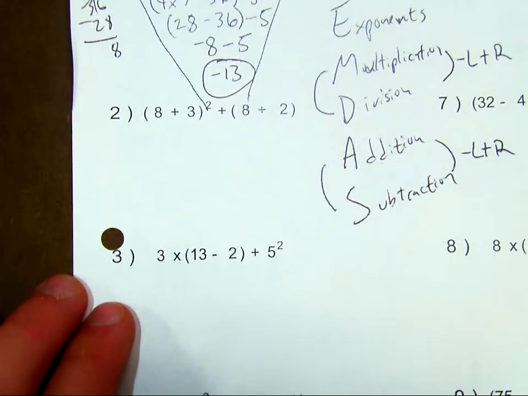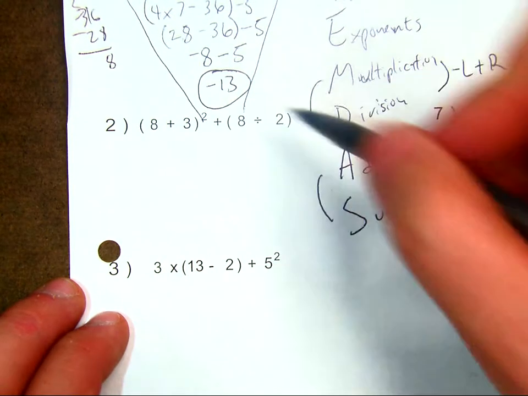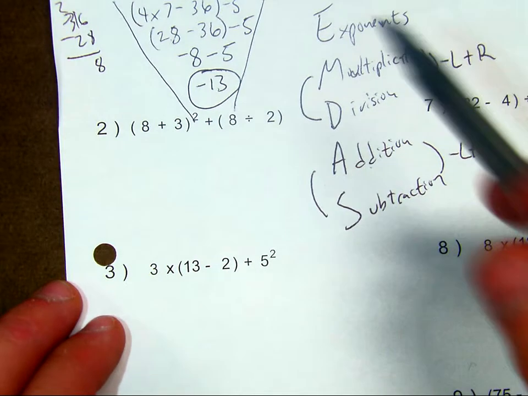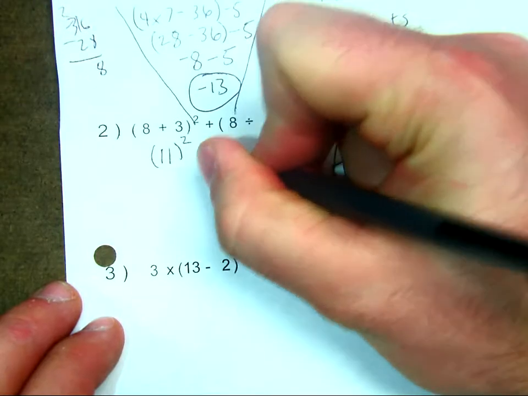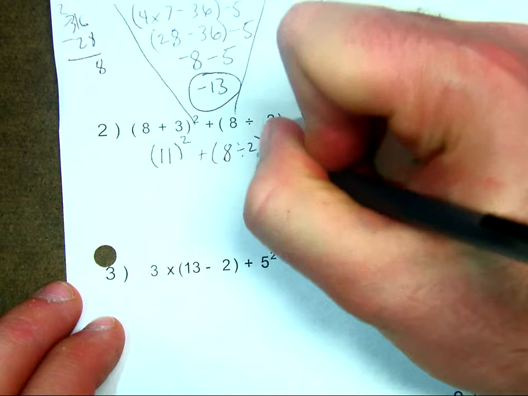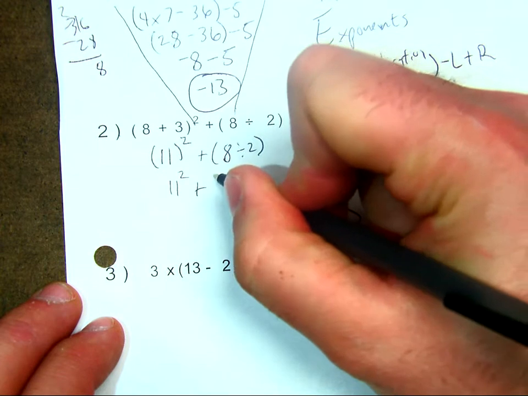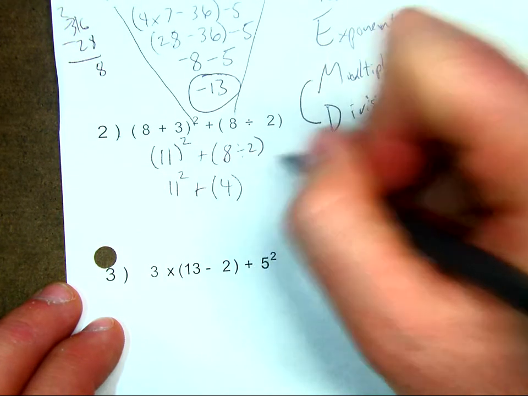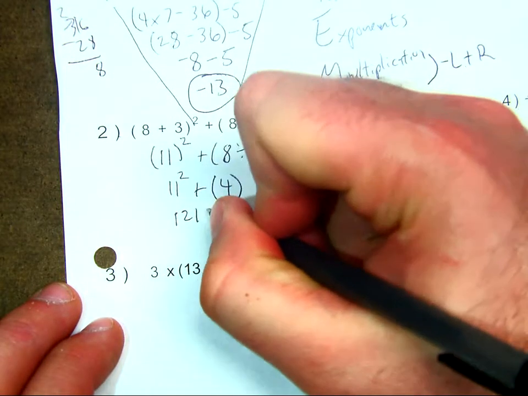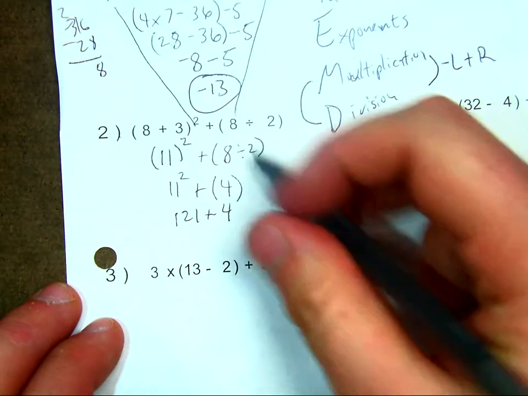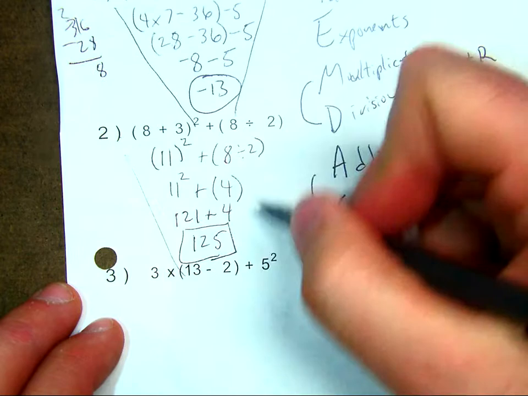Let's try number 2. We have 8 plus 3 in parentheses, all that to the second power, plus 8 divided by 2. Fairly straightforward. First, we do our parentheses. 8 plus 3 is 11. That's still squared. We didn't change anything else. Resolve our second parentheses. We have 11 squared plus 4, because 8 divided by 2 is 4. Now, our exponents. 11 squared is 121 plus that 4. Didn't touch that. 121 plus 4 is 125. That is my final answer. It looks like an upside-down triangle.